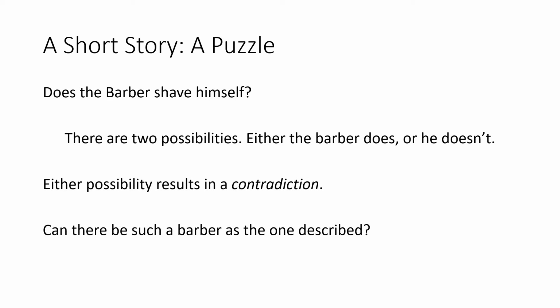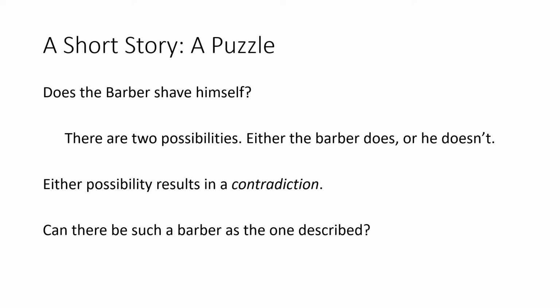Okay, so question. Can there be such a barber in a town as the one described in the short story? So think about it. If there were such a town and such a barber, then that barber would both shave and not shave himself. Why? Well, we said that there were two possibilities: either the barber does shave himself or he doesn't. And we've shown that on the supposition that he does, he both does and doesn't. And we've shown that on the possibility that he doesn't shave himself, he both does and doesn't.